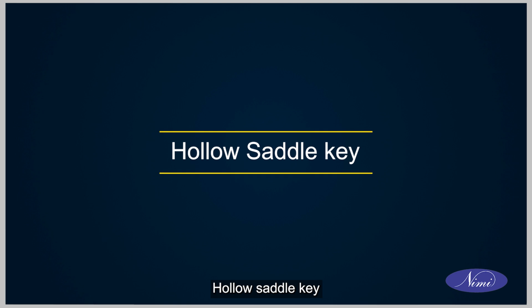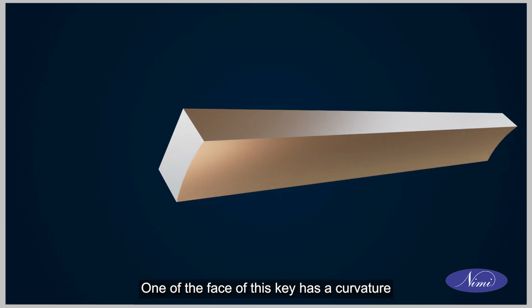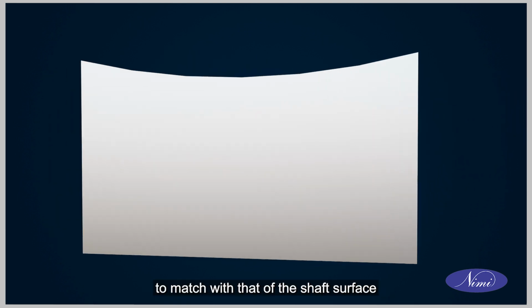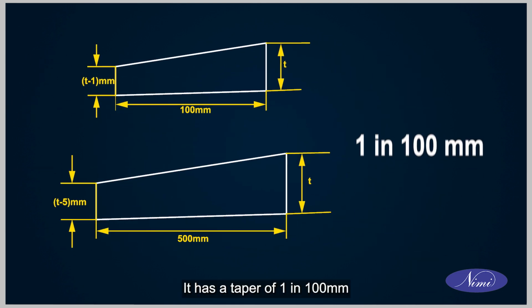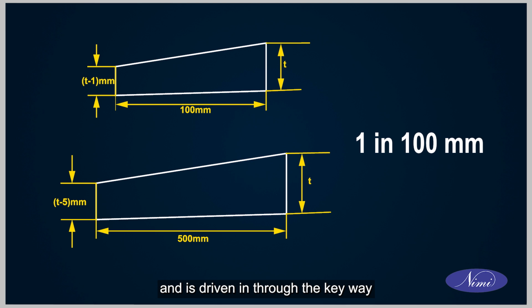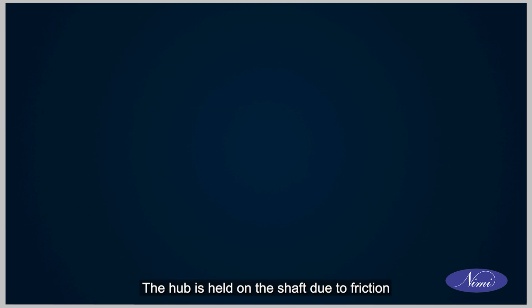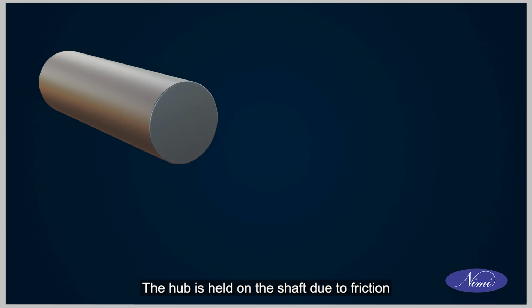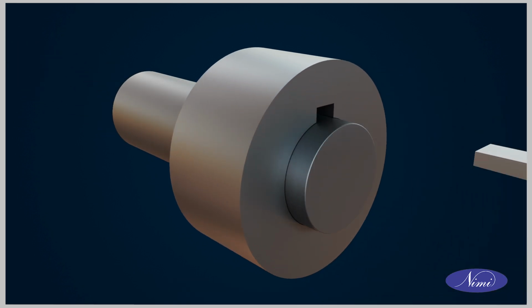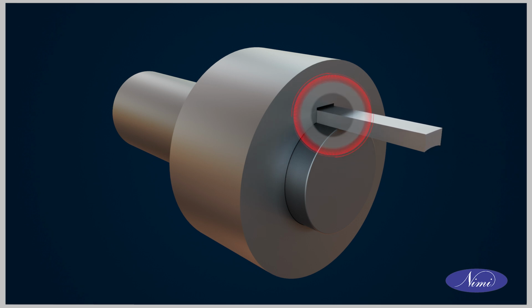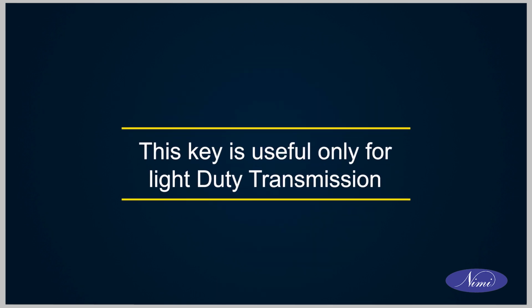Hollow saddle key. One of the faces of this key has a curvature to match that of the shaft surface. It has a taper of 1 in 100 mm and is driven in through the keyway. The hub is held on the shaft due to friction since it doesn't have a key seat. This key is useful only for light-duty transmission.